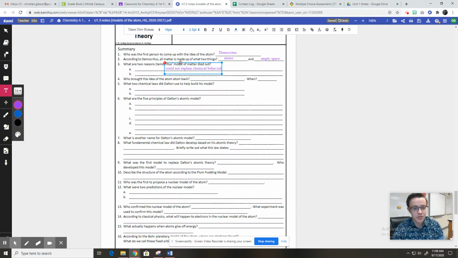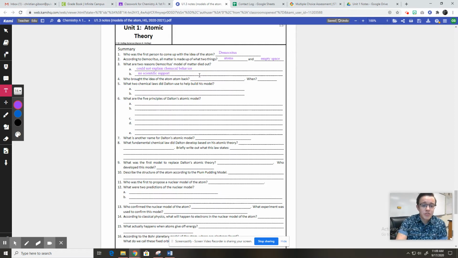He was a philosopher, so he couldn't explain the chemical behavior of different substances. Also, his model did not have scientific support because you weren't able to have scientific support back then. They didn't have electron microscopes where you could go in and look at individual atoms. This was his theory, and this is why it kind of died out.